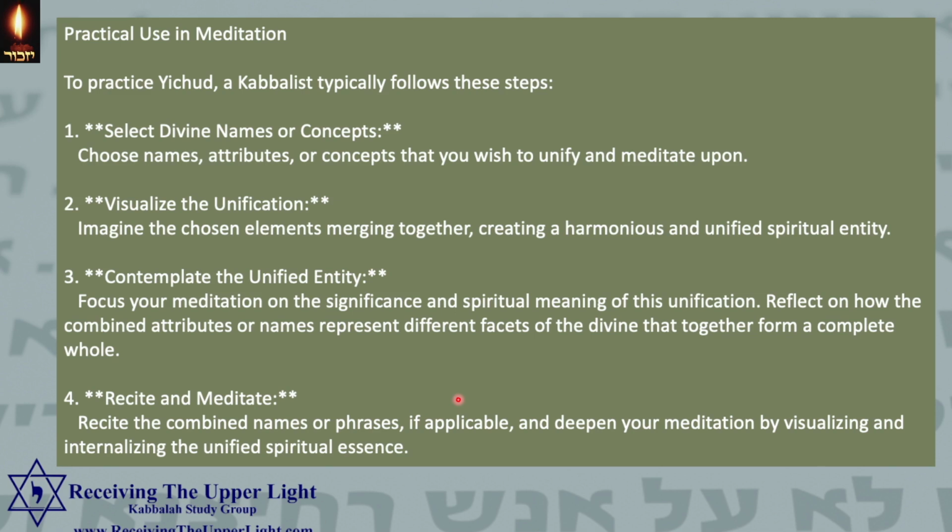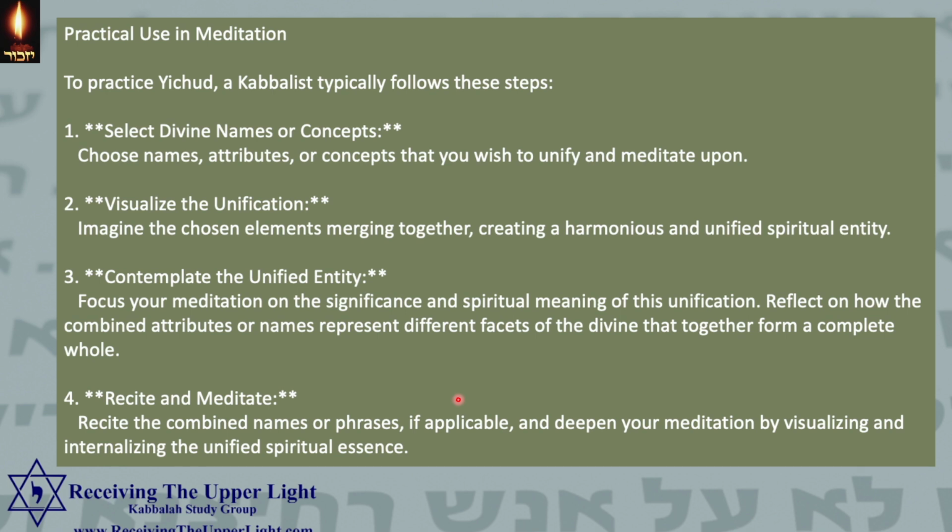Imagine the chosen elements merging together, creating a harmonious and unified spiritual entity. Contemplate the unifying entity. Focus your meditation on the significance and spiritual meaning of this unification. Reflect on how the combined attributes or names represent different facets of the divine that together form a complete whole.